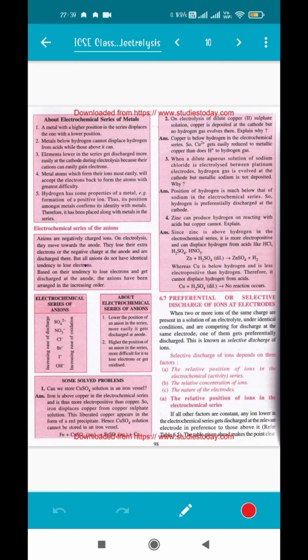So if in a solution we have hydroxide, OH minus, and sulfate, SO4 2 minus, out of these two, which one will go to the anode?